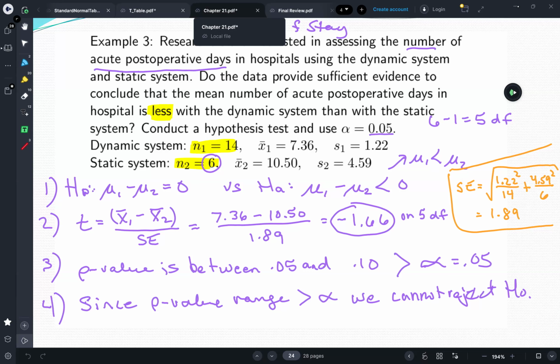So just to remind everyone, we reject the H-naught when the p-value or the p-value range is less than alpha.